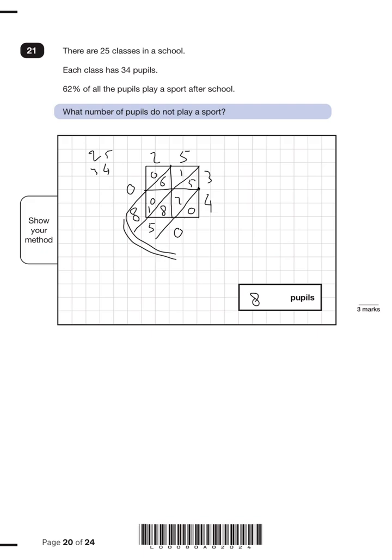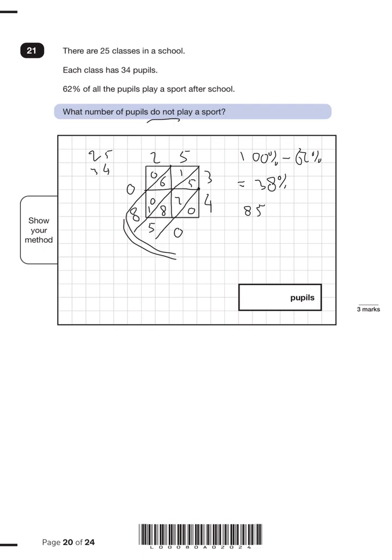But that is the total number of pupils. That is not the answer to the question. The question is, 62% of all the pupils play a sport after school. What number of pupils do not play a sport? So if I do 100%, take away 62%, then I'll get 38%, which would be the percentage of pupils that do not play a sport. So actually I need to do 38% of 850.